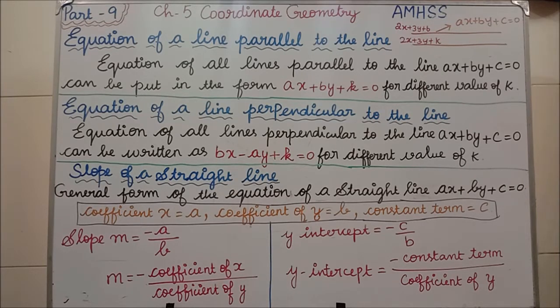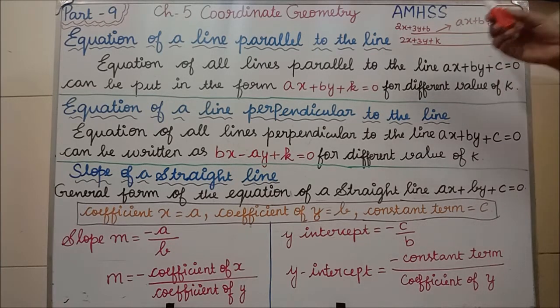Already we have learned in exercise 5.3 about equation of a straight line, isn't it? Some of the formulas we have learned, still some formulas are there regarding equation of a straight line. That formula we will use in exercise 5.4. Clear? So before going to exercise 5.4, we have to know the remaining formulas regarding equation of a straight line. We will see the first formula.